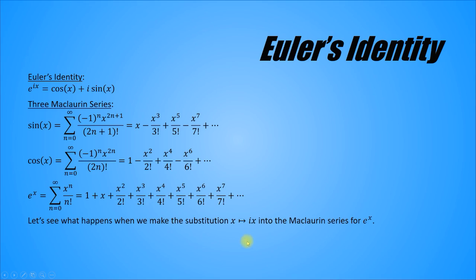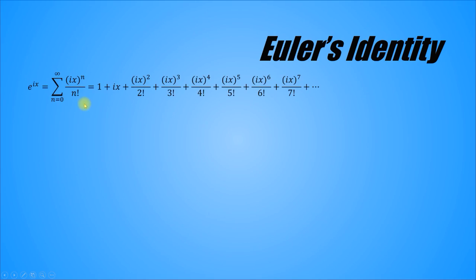So what we're going to do next is plug in ix for x into this series for e to the x, and give it a shake and see what falls out. And so here I've done the substitution. You can see that I've replaced each x with an ix. So let's keep turning the crank.